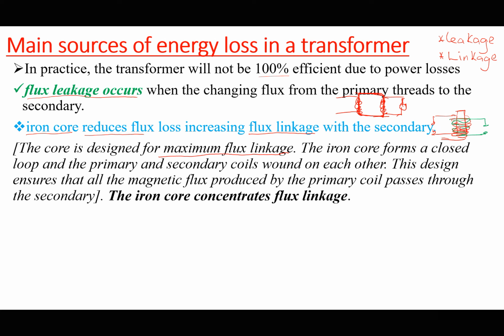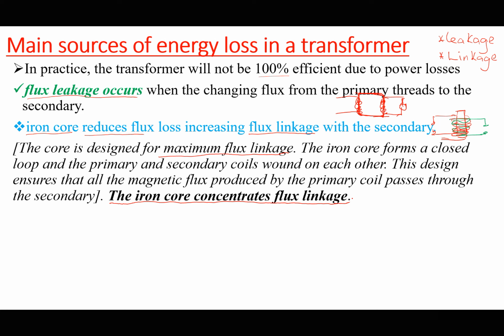So this is trying to maximize the flux linkage, to concentrate the flux linkage, to minimize the flux loss. So this design ensures that all magnetic flux produced by the primary coil passes through the secondary. So we basically say the purpose of the soft iron core is to concentrate the magnetic flux linkage. That is the purpose of the soft iron core.